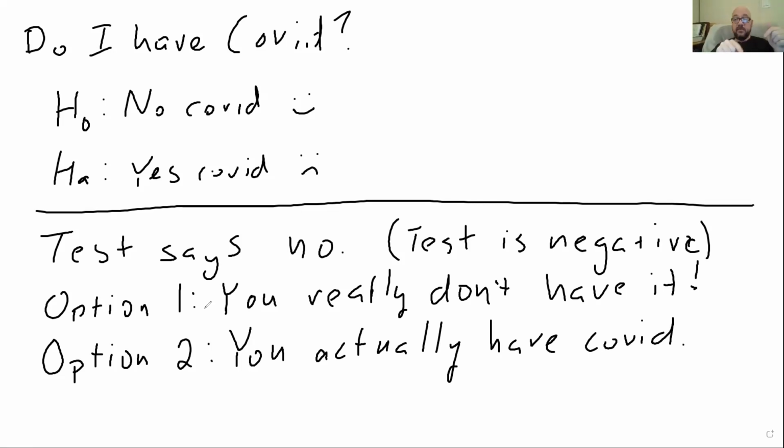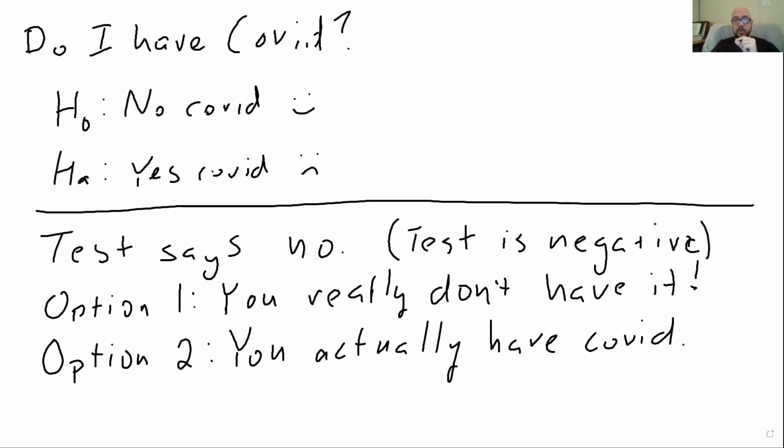That's a false negative. That is a type 2 error, where we think, based on the test, that the null is true, but the alternative is actually true. So we should have, in reality, rejected the null hypothesis, but the test did not. The test failed to reject the null hypothesis when it should have. So this is a false negative.